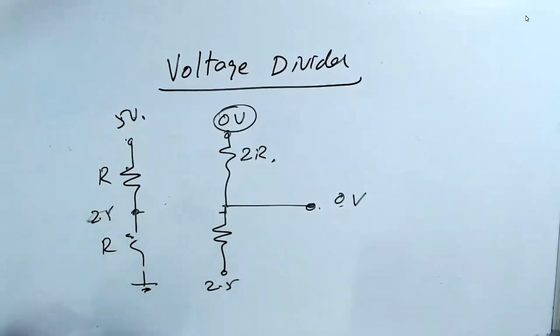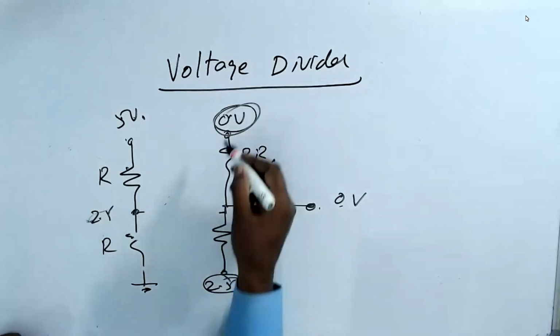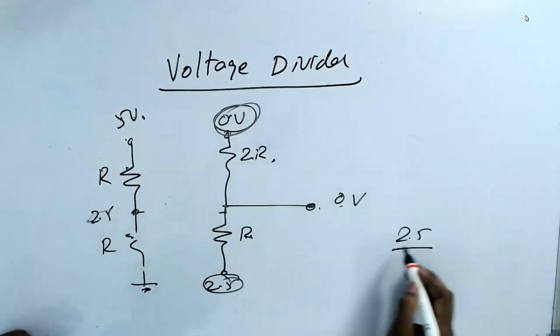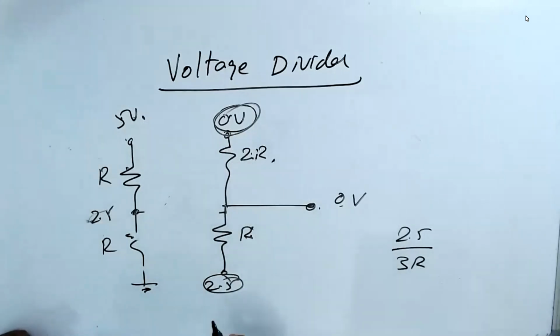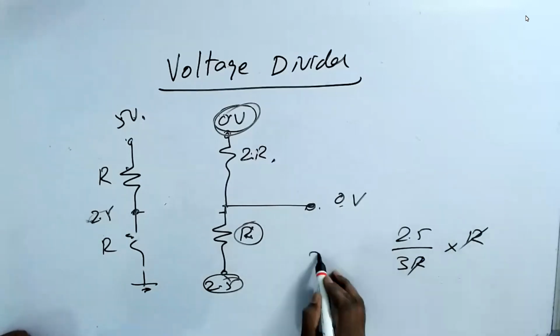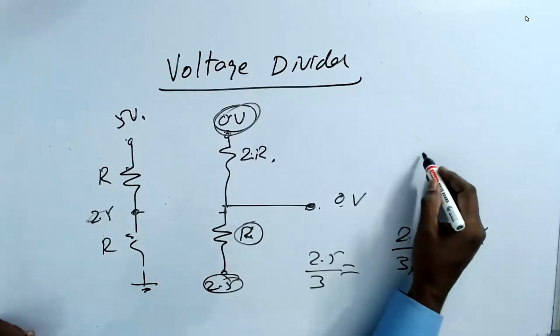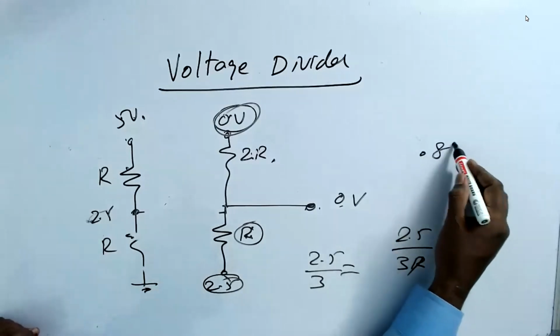But what is happening is when I take this like this and I put 2.5 volt here, and this is 0 volt, this is R and 2R. So what do you get now? No, not 0 volt, because this is 0 volt and this is 2.5 volt. There's a potential difference. So 2.5 divided by 3R, into 1R is the voltage. So you get 2.5 by 3. Understand? You get about 0.83 volts.